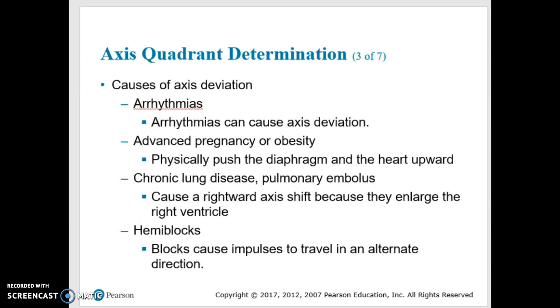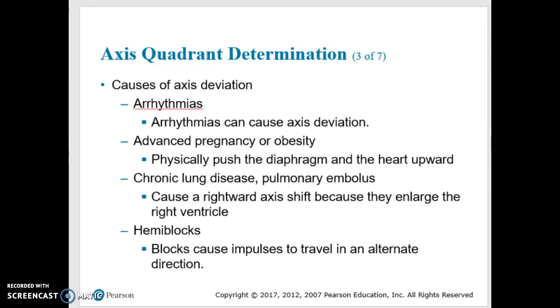Arrhythmias may cause an axis deviation. Arrhythmias that originate in the ventricle may run up to the atrium. So if it originates in the ventricle, it's not following the normal conduction pathway that we've talked about in the past that starts in the SA node.